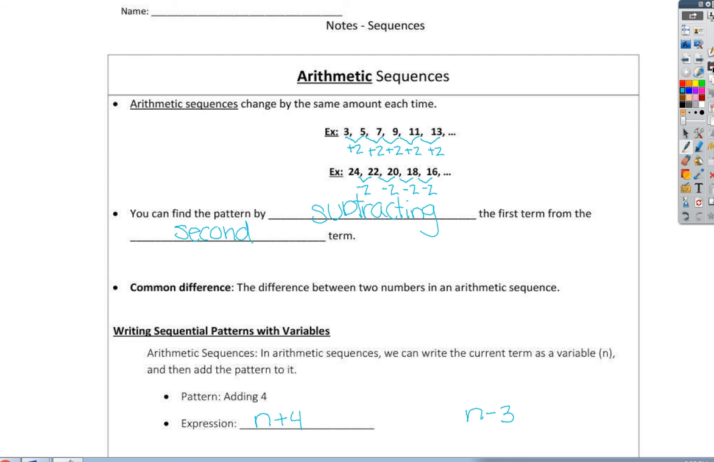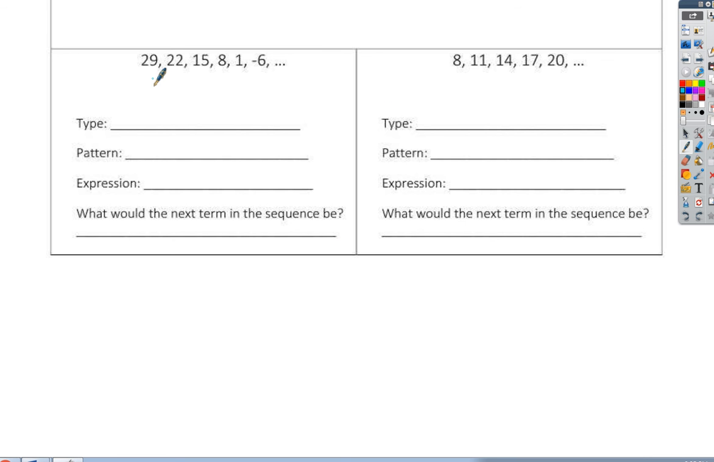So we're going to do an example. We have 29, 22, 15, 8, 1, and negative 6. So we need to figure out the common difference between these two numbers. We said we can subtract the first term from the second. So we're going to do 22 minus 29, and you get negative 7. So our difference in our two numbers is negative 7. So 29 minus 7 gets us 22. 22 minus 7 gets us 15. 15 minus 7 gets us 8. 8 minus 7 gets us 1. And 1 minus 7 gets us negative 6.